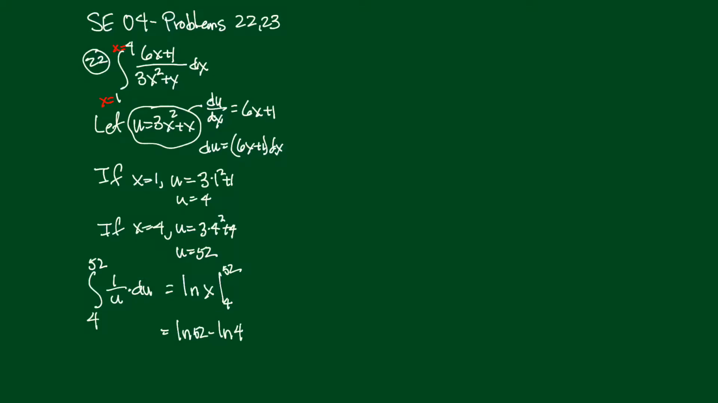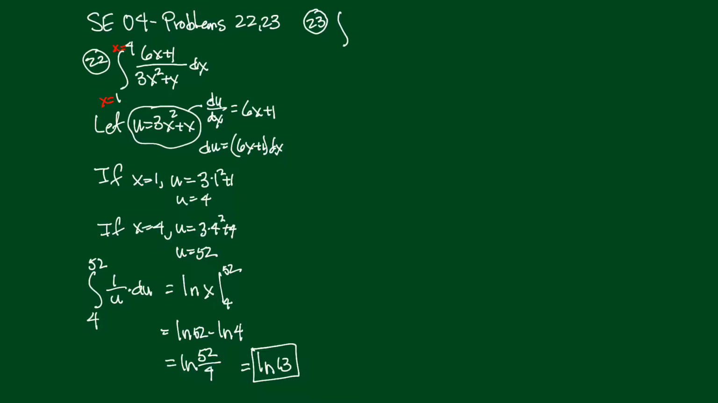Now that's okay, but we can actually do better. I've got a difference of logs, so by the properties of logarithms, I can write it as a single log, the log of the first divided by the second. And 52 divided by 4 happens to go nicely 13 times. So I'm going to get the natural log of 13.